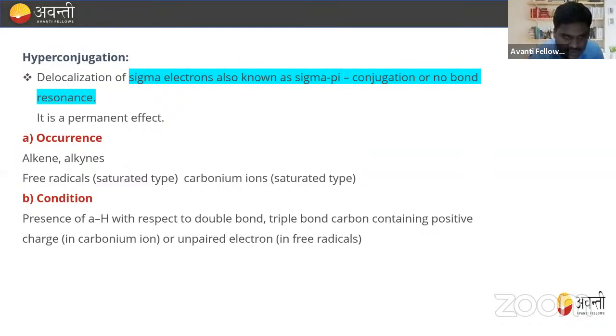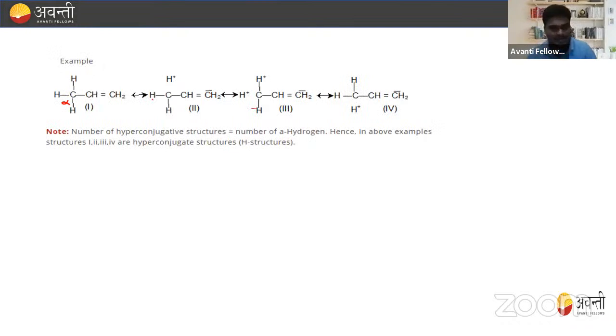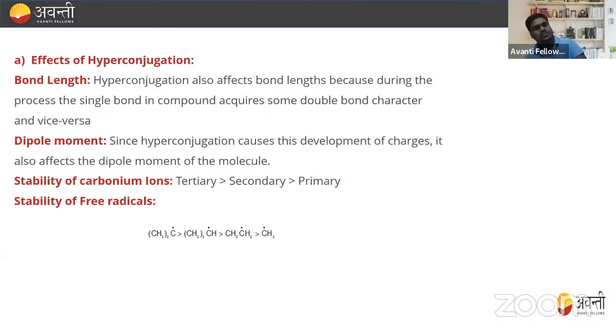Hyperconjugation: basically, it is the delocalization of sigma electrons, also known as sigma-pi conjugation or no bond resonance. It is very important to note that it is a permanent effect, and it occurs in alkenes, alkynes, and free radicals. It requires the presence of alpha hydrogen with respect to a double bond, a triple bond, a carbon containing a positive charge, a carbanion, or an unpaired electron in a free radical. Like here, we have 3 alpha hydrogens, which can contribute to 3 hyperconjugation structures.